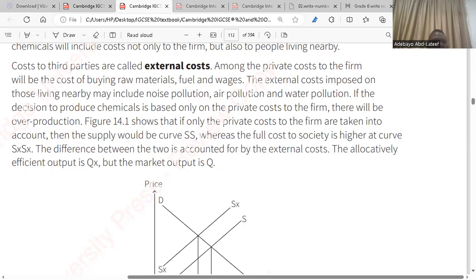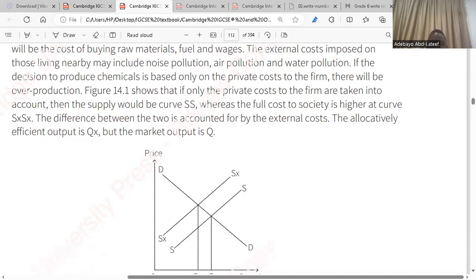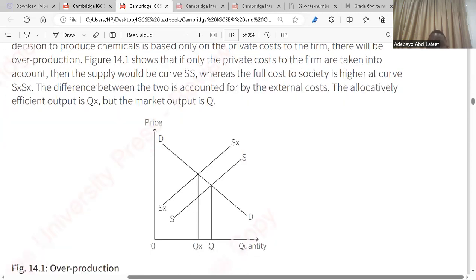If nobody checks what firms do, they will emit more carbon because they will be able to produce more goods. That is the point. So Figure 1.14.1 shows that if only the private costs to the firm are taken into account, then the supply would be curve SS, where the full cost to society is higher at curve SX. The difference between the two is accounted for by the external cost. The allocatively efficient output is QX, but the market output is Q.